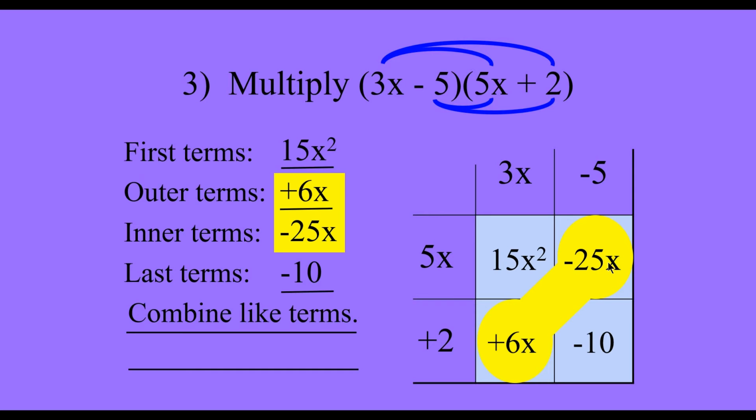But you'll see that this is an x and this is an x, or if you are foiling, you will see that this is an x and this is an x. In either case, they're not done until they're combined. So I get a negative 19x from those, and my answer is going to be the 15x squared minus 19x minus 10. And you put it in standard form, descending order. X squared, x to the first, x to the 0.